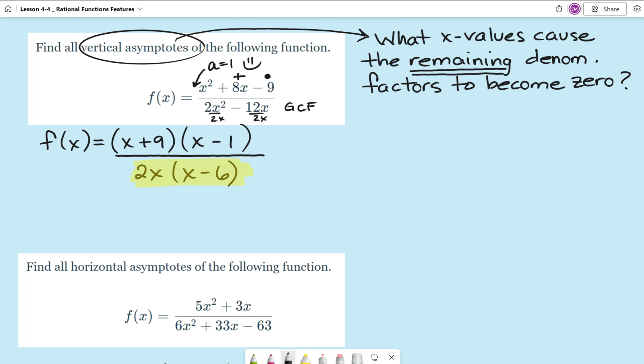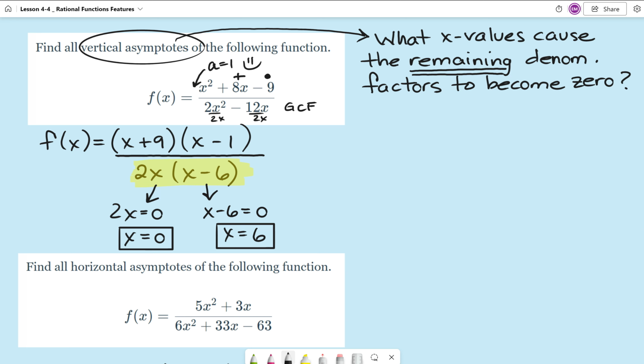And so all I'm going to do is take each factor, set them equal to 0, and solve. Divide by 2 on this one. So my vertical asymptote is going to be x equals 0. Set this equal to 0, solve, add 6 on both sides, and the other vertical asymptote is x equals 6.